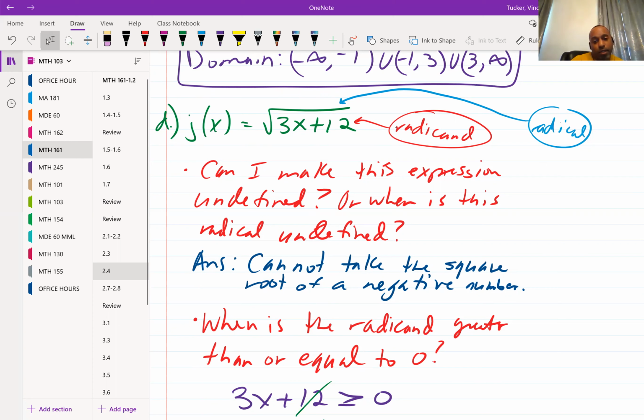Square root of 0 is just 0, so that's fine. We just cannot go less than 0. Less than 0 would be the negative values, which we cannot take the square root of. So whenever we're doing this, we're always taking what's under the radical, the radicand, and doing greater than or equal to 0.